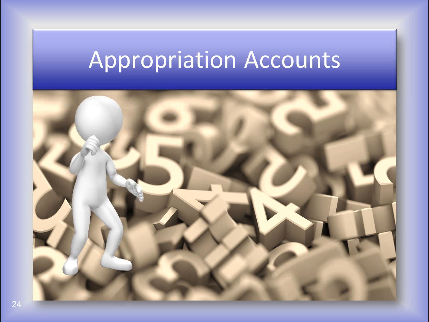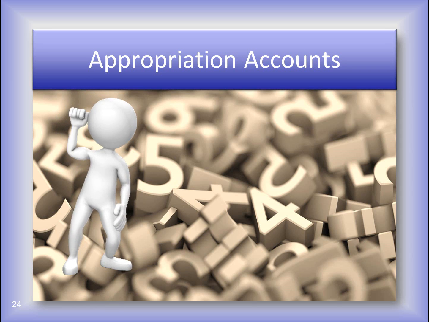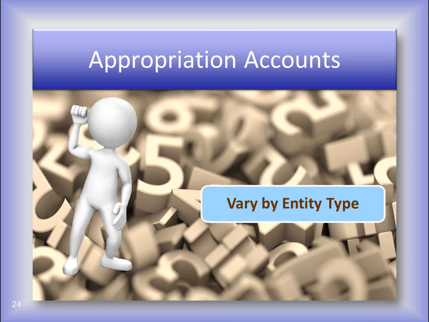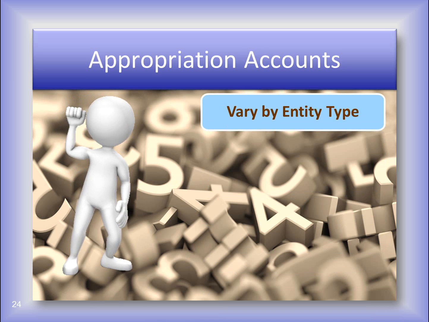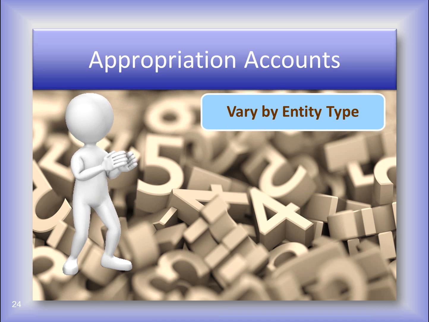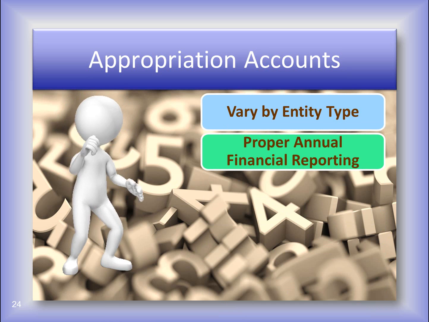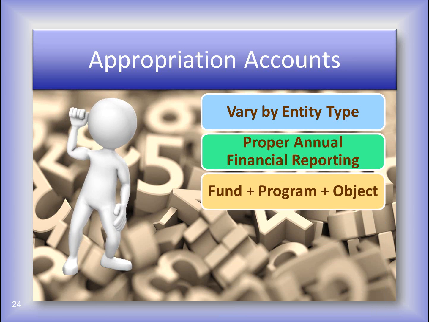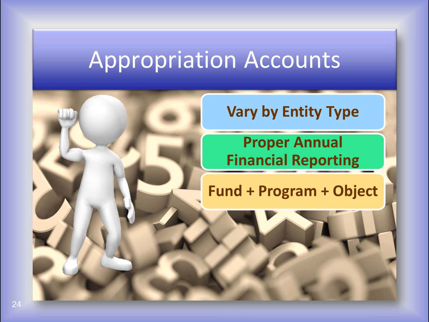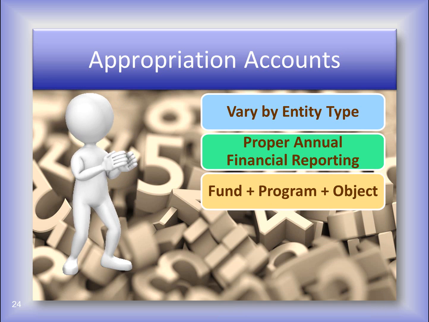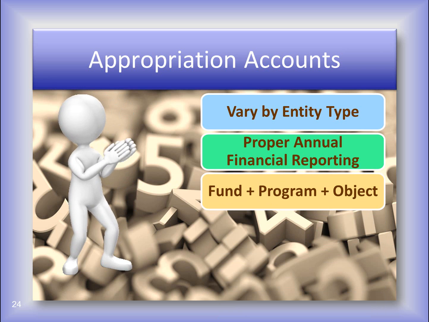You learned an awful lot about appropriation accounts in Course 101 too. Some of those basic points were the Uniform Chart of Accounts, appropriation, and program codes vary by entity type, so you have to use the correct Uniform Chart of Accounts. Appropriation program and object codes are used to classify expenditures for proper annual financial reporting. Appropriation accounts are made up of fund number plus a program code and an object code. Program codes represent a service area. Object codes represent the purpose of the expenditure.